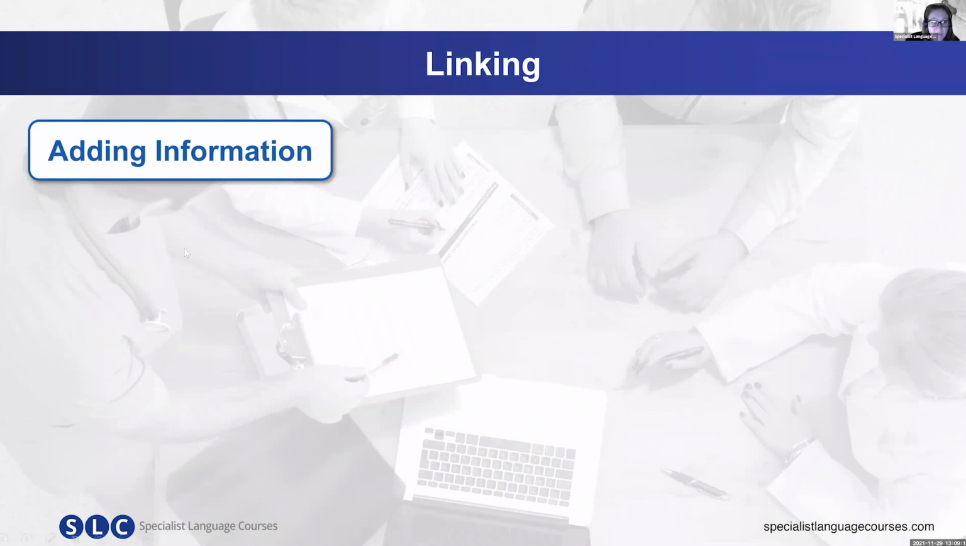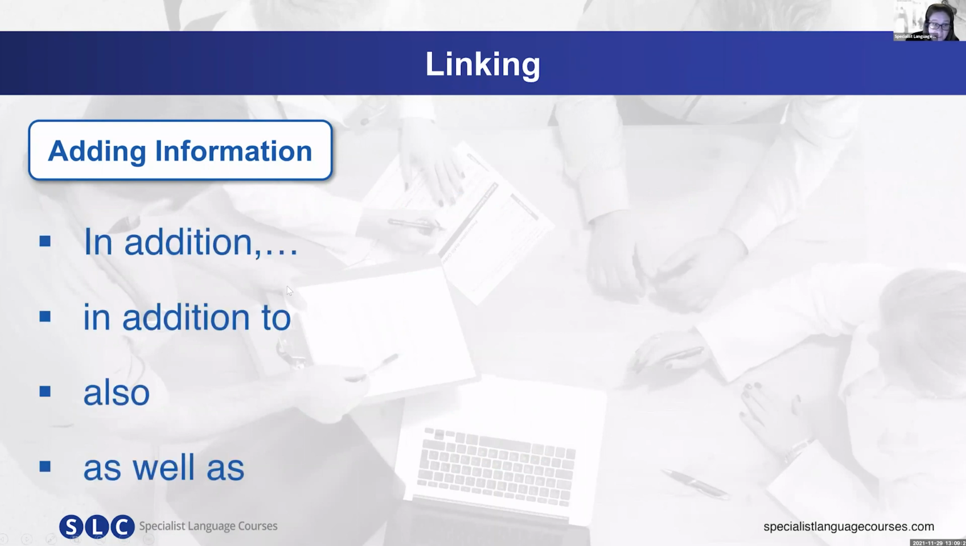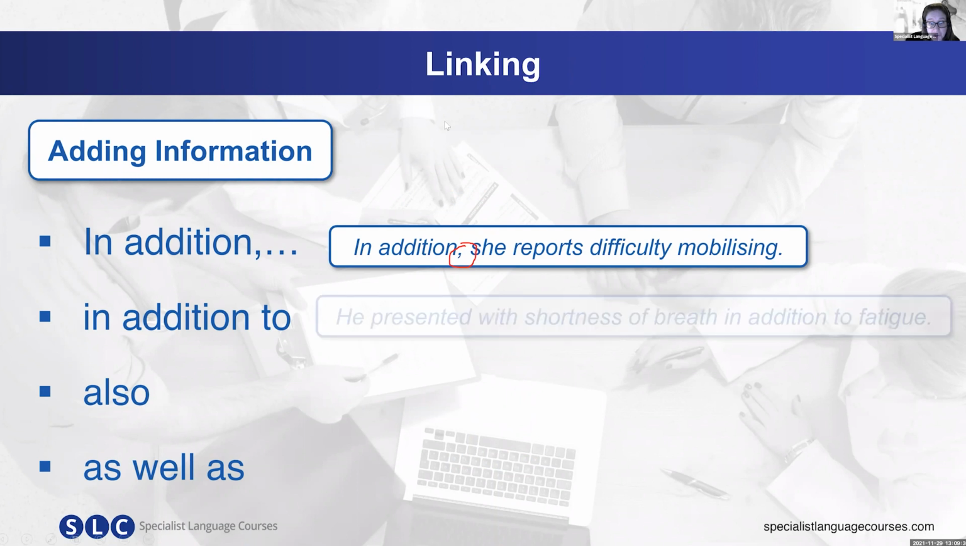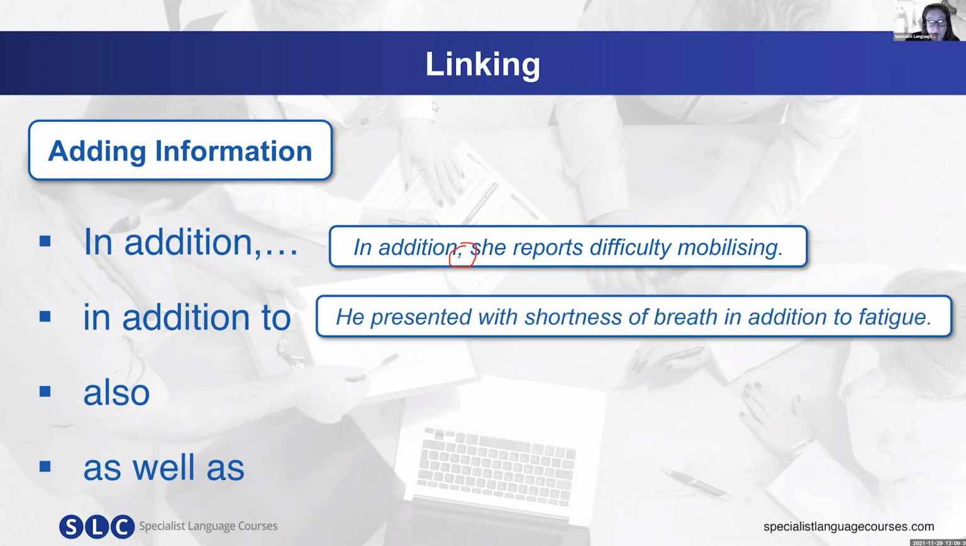So for adding information, these are some common ones: in addition to. So in addition, this is usually at the beginning of a sentence, okay? And it's followed by a comma. Whereas in addition to is usually used in the middle of a sentence, no comma, and it functions like the word and. Okay? It can't be used at the beginning of a sentence.